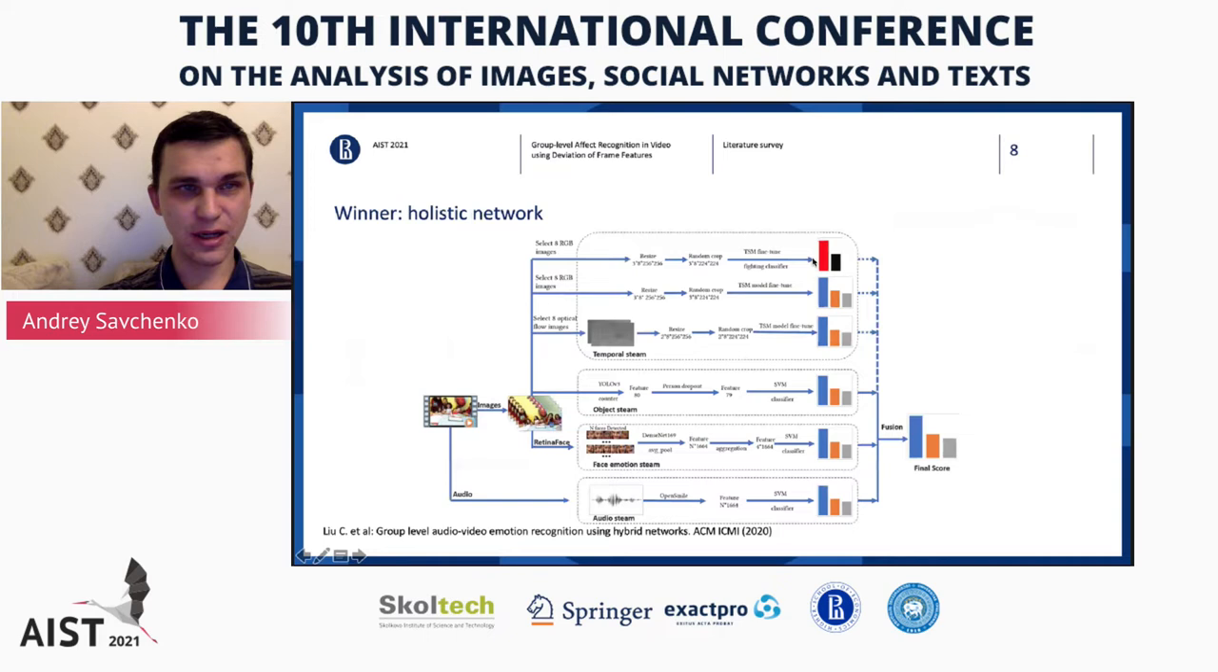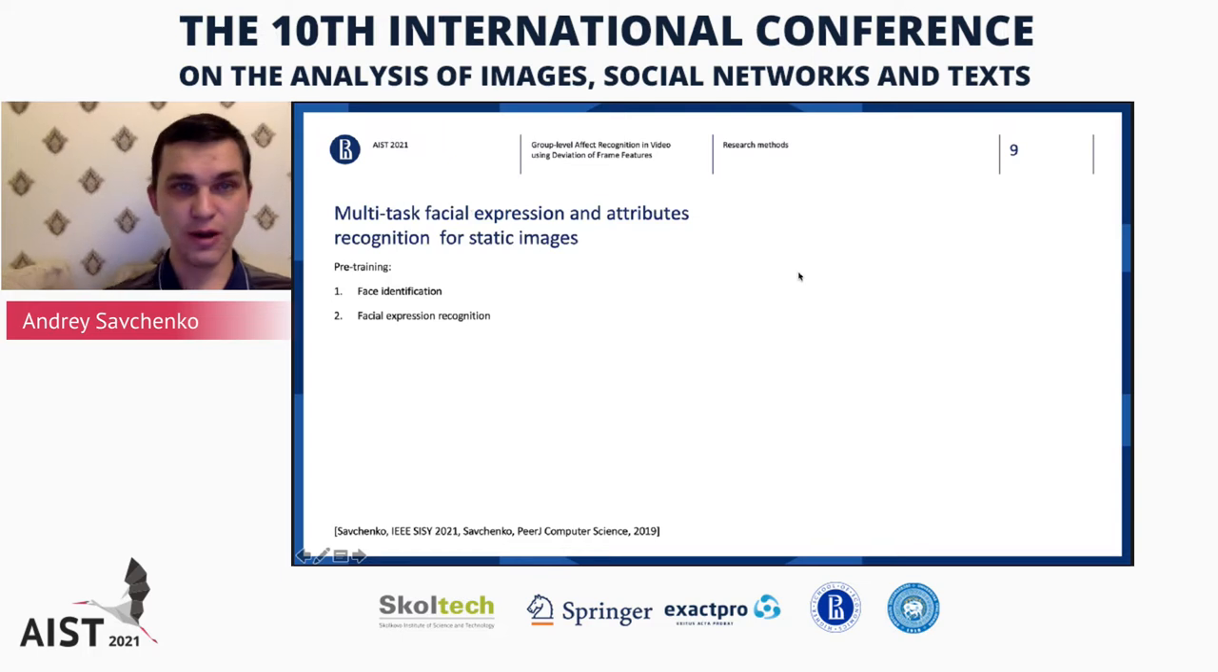And here's the winner of this challenge, and they are really good. As I see, they propose the so-called holistic network, but again, it's an ensemble of several parts. There is a part devoted to audio processing with OpenSmile features, emotion recognition of faces, object detection and analysis of the detected objects, and also analysis of the whole video. This part is devoted to the whole video, using TSM networks.